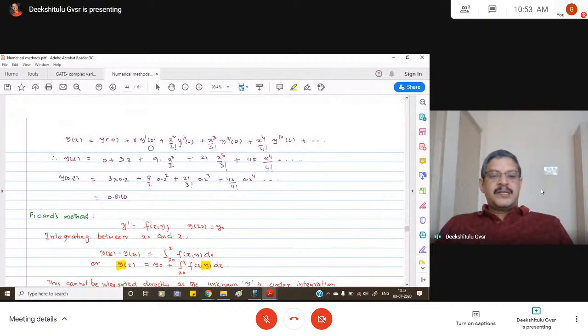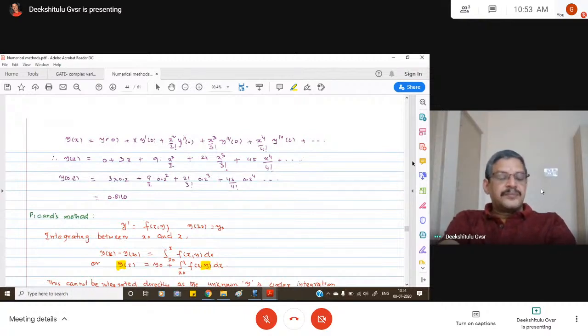I have y at 0 plus x into y dash 0 plus x square by 2 factorial y double dash 0, and so on and so forth, which is the Taylor series about 0. Then I want the value of the solution at 0.2. If you substitute that at 0.2, we get 0.8110. This is the solution at x equal to 0.2.